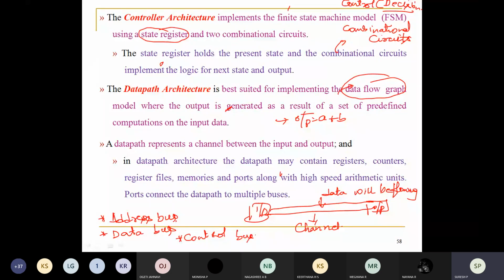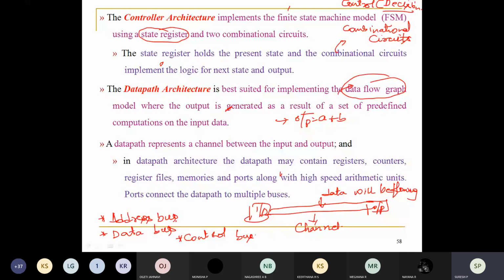Whatever data you have will flow through multiple buses. Here there is only the data bus, because you have to concentrate only on the data in the data path architecture. Your data path is nothing but a channel between the input and the output. In between, you perform some operations directly and send the same data along the channel. That's what the data path architecture is all about.